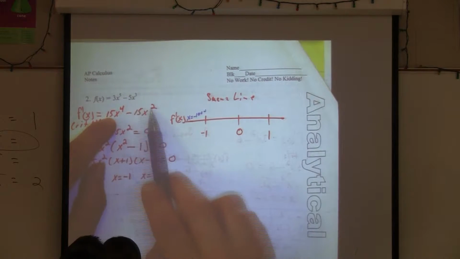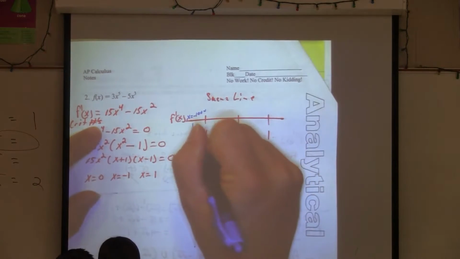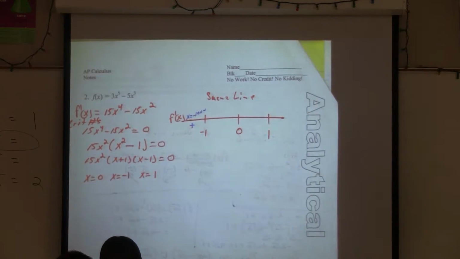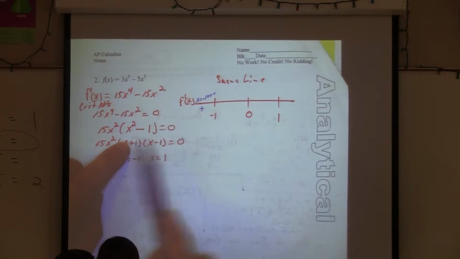So will this be smaller than that one? Yes, so what should my answer be? Positive. I could have also put it down here, right? Negative 1,000 plus 1, that's negative. Negative 1,000 minus 1, that's negative.